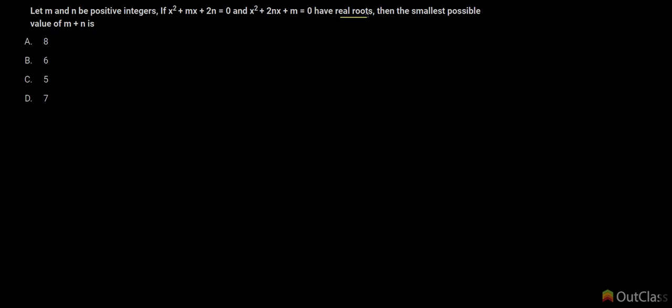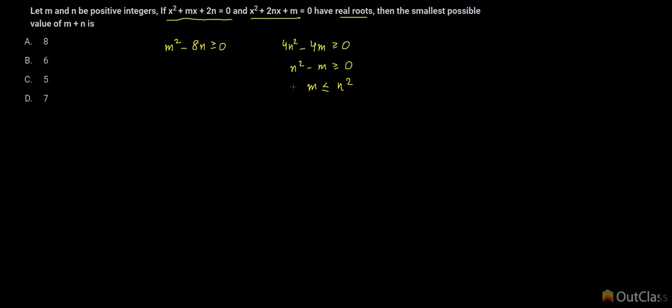use inequations. Let's see. So x square plus mx plus 2n is equal to 0. Its discriminant is going to be m square minus 4 into 1 into 2n. That's going to be m square minus 8n, and it needs to be non-negative for the roots to be real. That's one. The other one, the discriminant is going to be 2n the whole square, 4n square, minus 4 into 1 into m. So that's going to be 4n square minus 4m, also greater than or equal to 0. This will simplify to n square minus m greater than or equal to 0. M is less than or equal to n square.